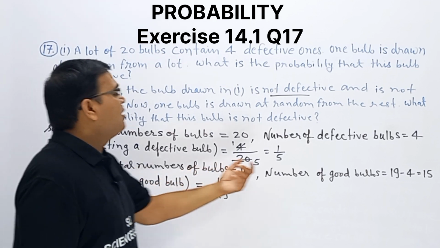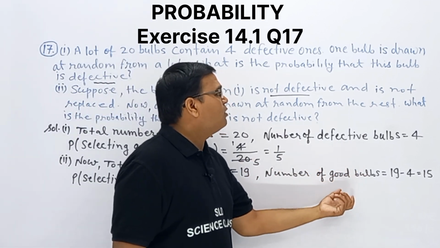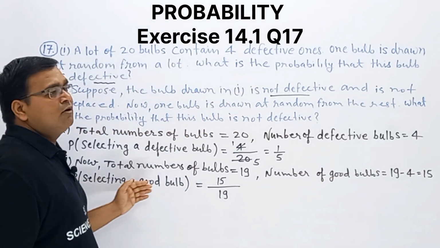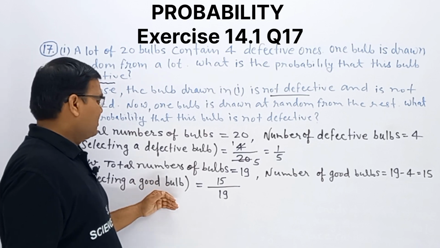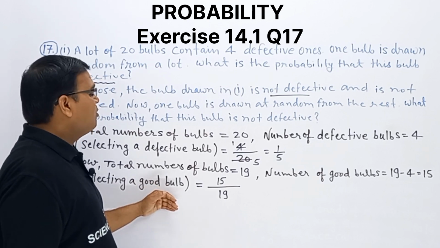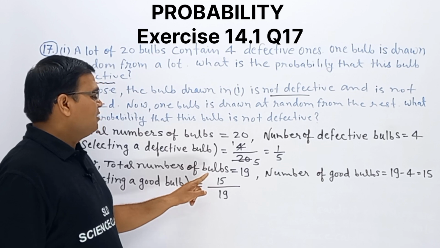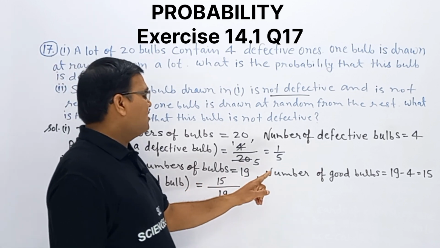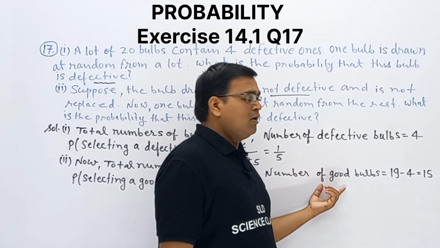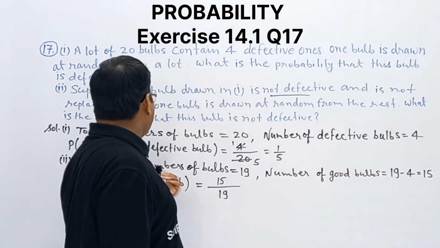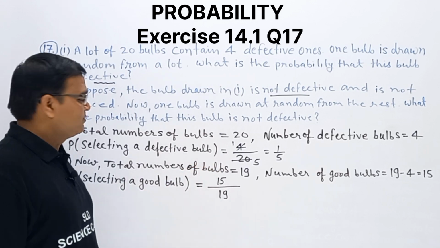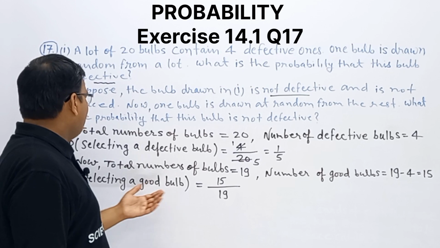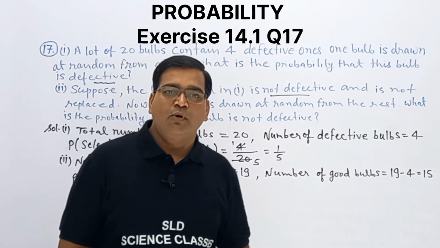So second time, number of good bulbs or not defective will be what? 15 bulbs. Now we want probability of selecting a not defective or good bulb, and this will be what? Number of favorable outcomes divided of total possible outcomes. So in this case, number of favorable outcomes will be what? Number of good bulbs 15 divided of total possible outcomes will be what? 19. Once we cannot simplify this one, so this will be what? Required answer. I hope you understand this question.